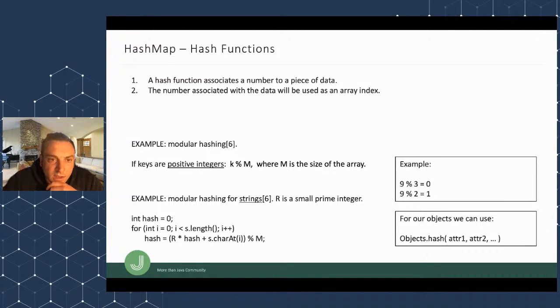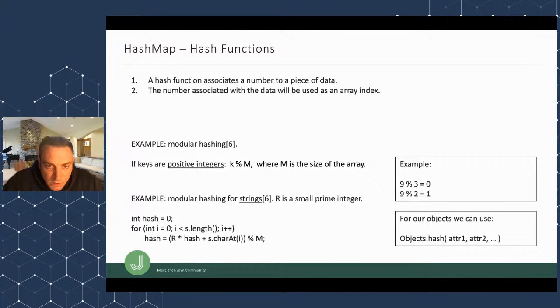But in our case, we want to compute an array index. An example of a hash function is modular hashing. If keys are positive integers, we might compute a hash function of the key using the remainder operation. Given m, the size of the array, we compute the remainder of key and m, and we get an array index. I give you an example here on the right.